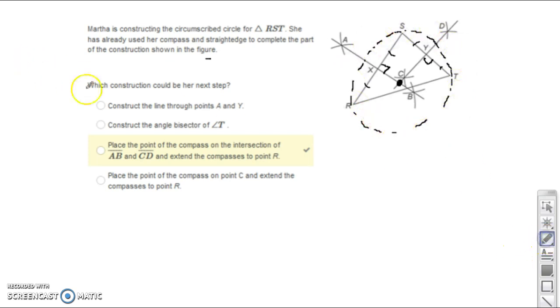So let's see what our answer options say. We definitely don't want to construct a line through A and Y. We don't want to construct an angle bisector. Place the point of the compass on the intersection and extend it to point R. Yep, and then we want to draw the circle.